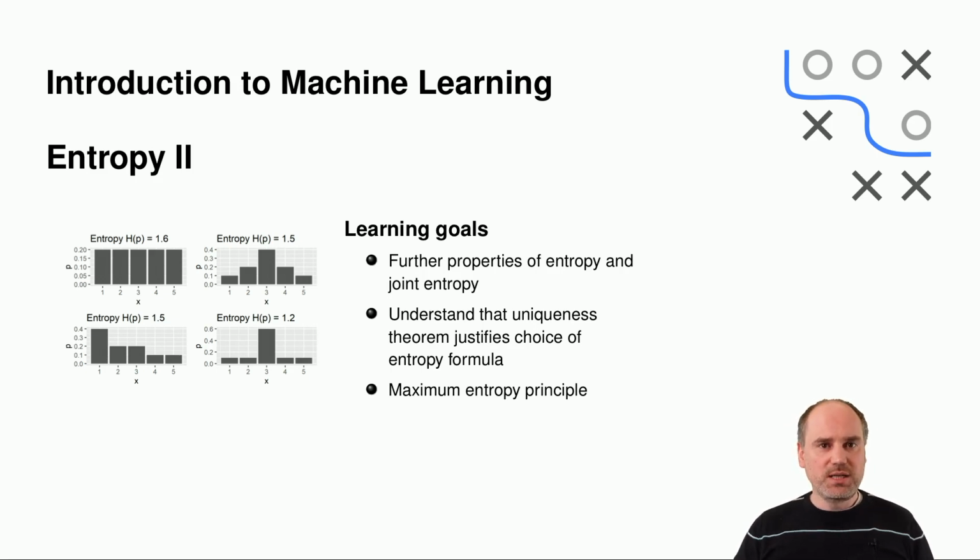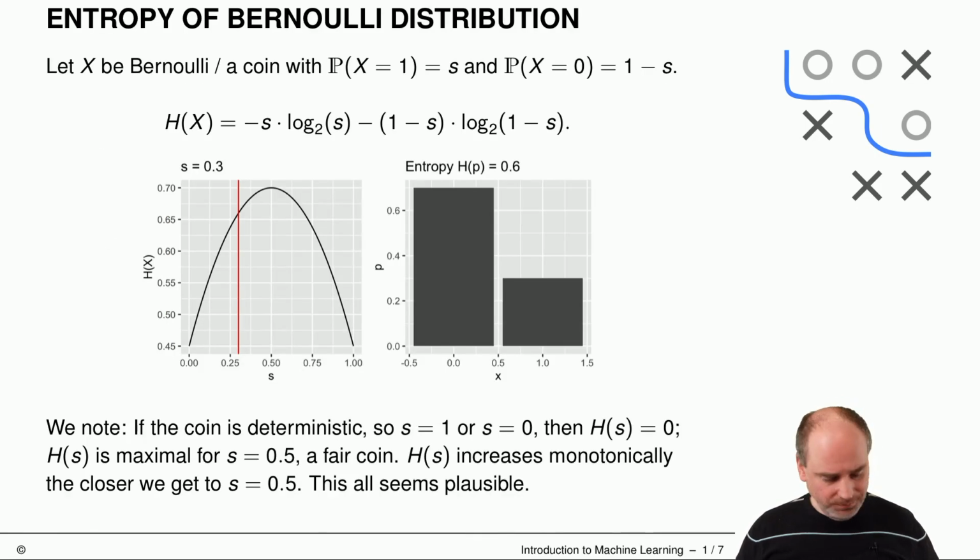We'll talk about the uniqueness theorem by Khinchin and figure out that there's basically just one choice to define entropy if we are accepting a very small set of basic properties of entropy, exactly the ones that we already discussed. And I'll also introduce the principle of maximum entropy. So let's dive right in.